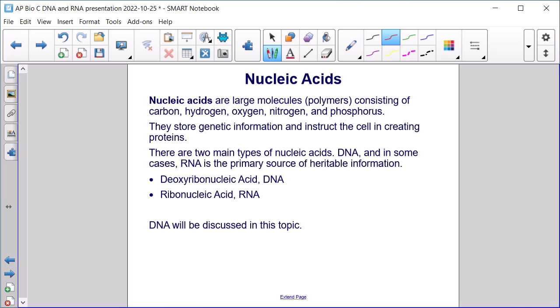Nucleic acids. Nucleic acids are large molecules, polymers, consisting of carbon, hydrogen, oxygen, nitrogen, and phosphorus. They store genetic information, which is one role, and instruct the cell in creating proteins. There are two main types of nucleic acids: DNA and, in some cases, RNA is the primary source of heritable information. DNA is deoxyribonucleic acid, and RNA is ribonucleic acid. DNA will be discussed in this topic.